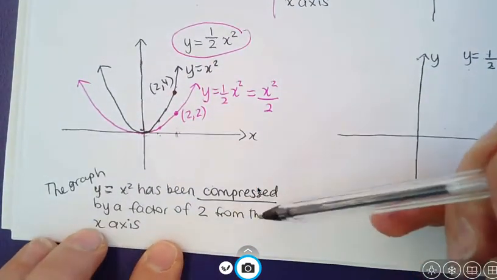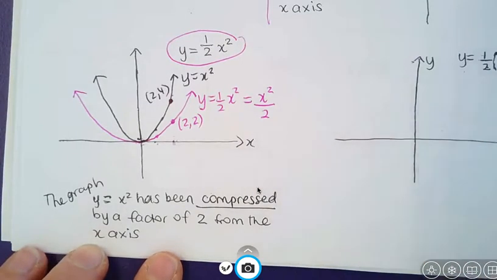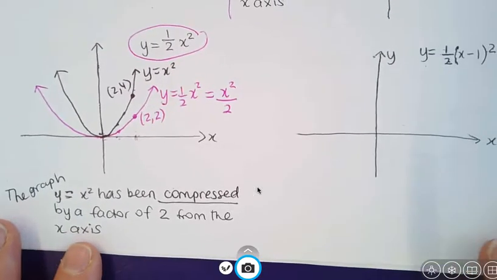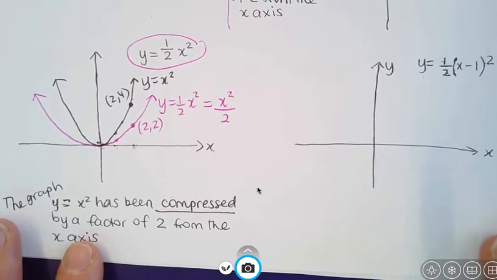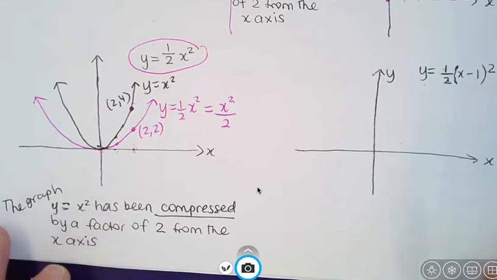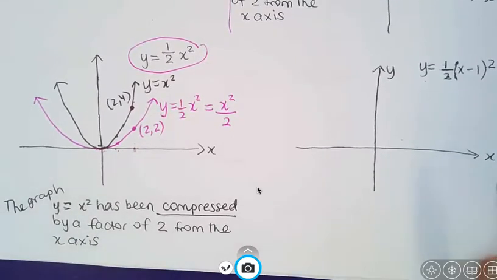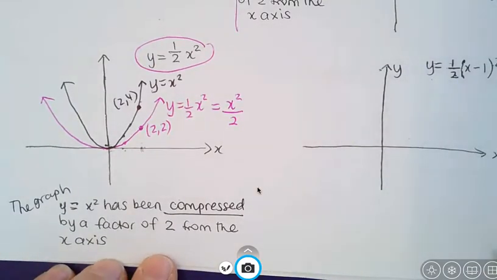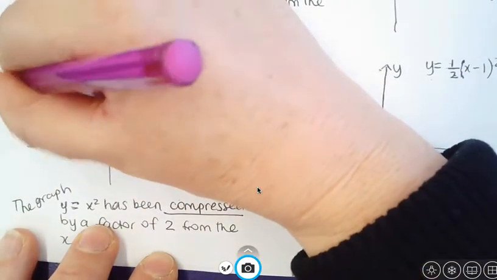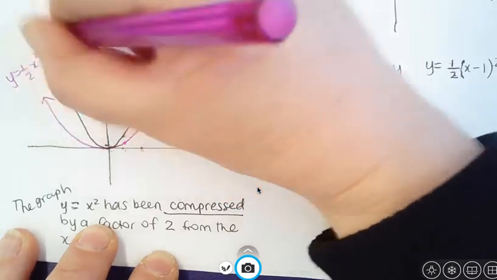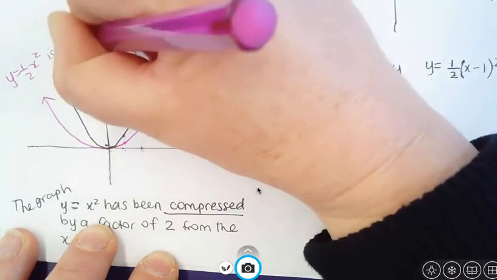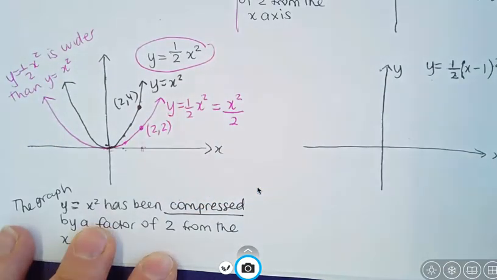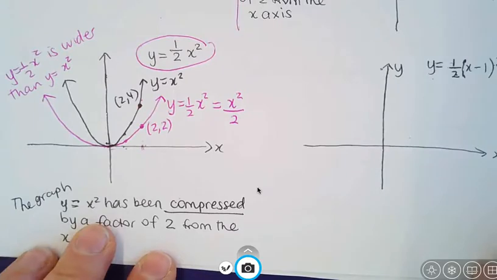So it has been compressed by a factor of 2 from the x-axis. Okay, the next one. Y equals a half x squared. Or it's been made wider. You can write that too. It's widened. Okay. Y equals a half x squared is wider than y equals x squared. But they want you to talk about stretching, dilating, compressing. All right?